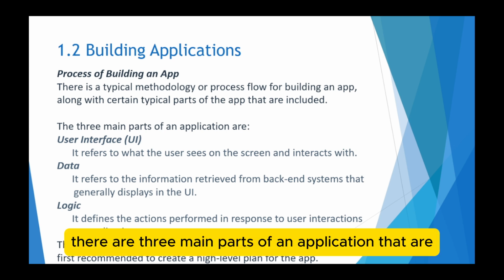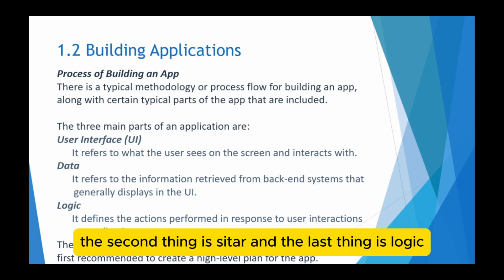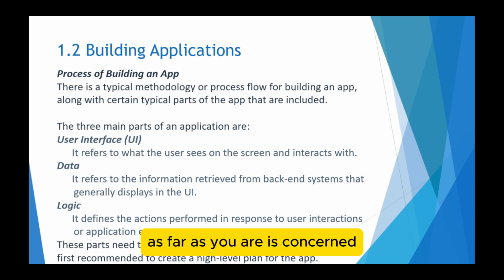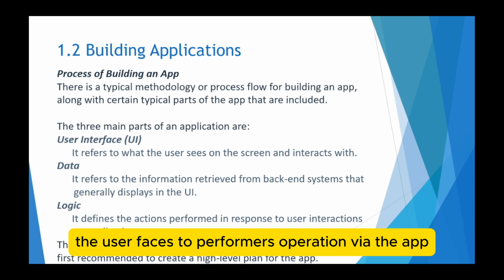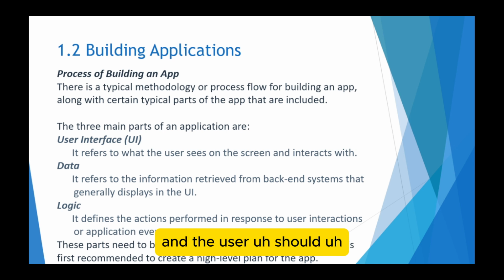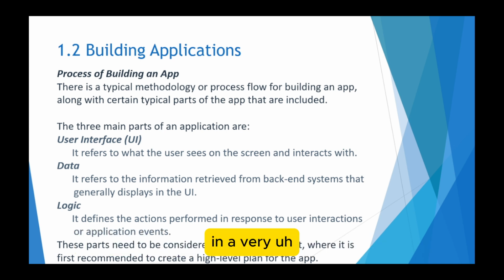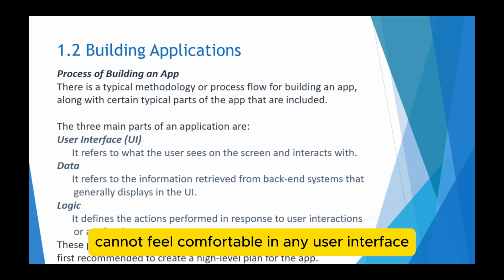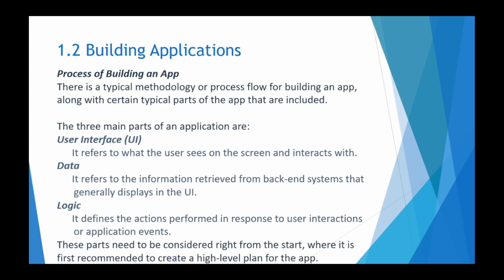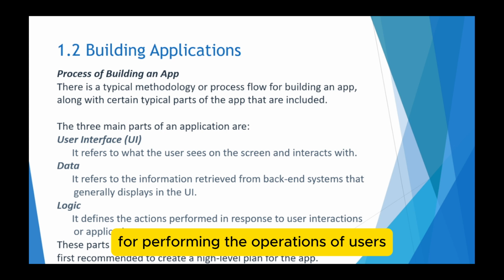There are three main parts of an application: the user interface or UI, the second is data, and the last is logic. The UI is the interface that the user faces to perform operations via the app. The user interface should be very easy to understand, and the user's criteria also have to be catered for in a very simple manner. If a user cannot feel comfortable in a user interface, it means the user interface of the app is not appropriate for performing the user's operations.